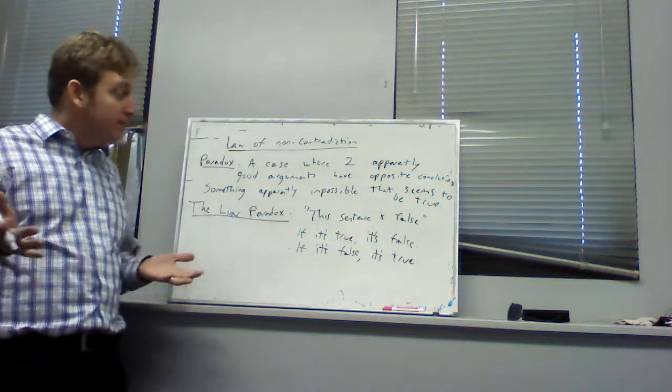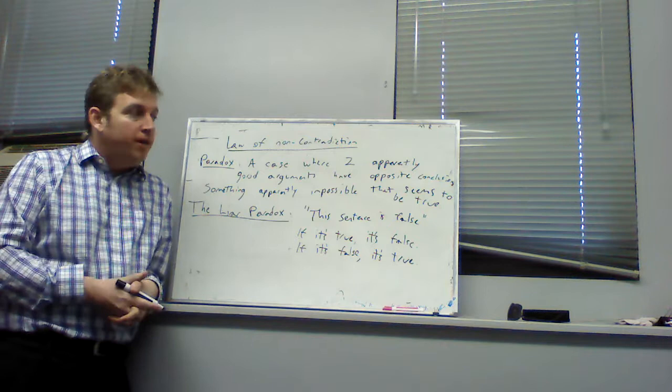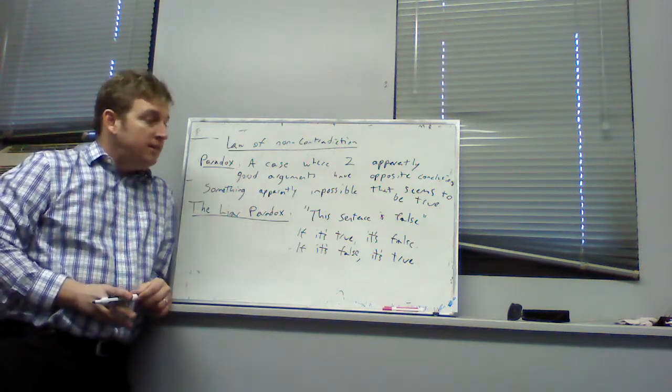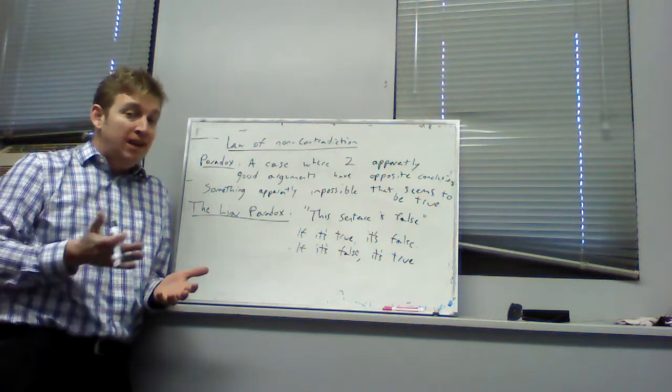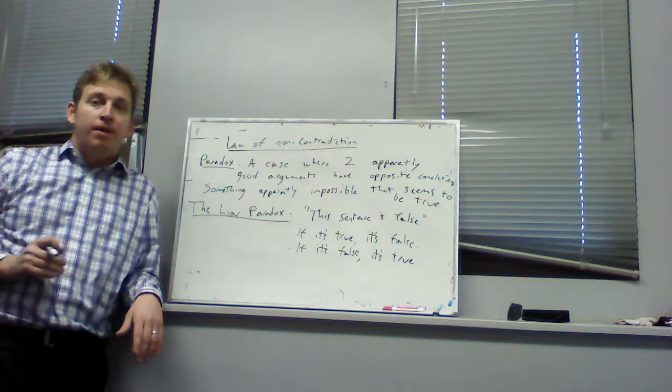Here we have a very simple, and it is incredibly simple, just four words long, apparent counterexample to the law of non-contradiction. A sentence that appears to be both true and false at the same time. Because whichever one it is, it has to also be the other one.